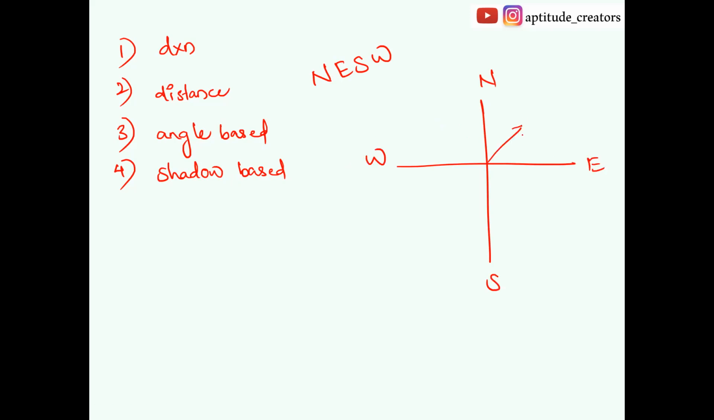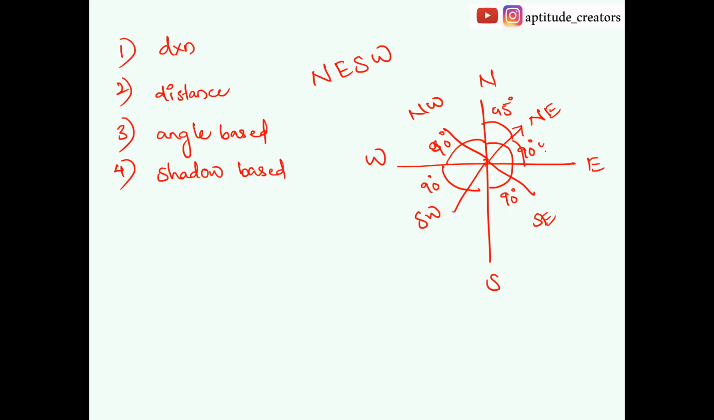Now between north and east, northeast; between south and east, southeast; between south and west, southwest; between north and west, northwest. Now here, what about angles? The angle between north and east is 90 degrees, angle between south and east 90 degrees. Similarly, angle between south and west 90 degrees, and this is 90 degrees. Total 360 degrees.